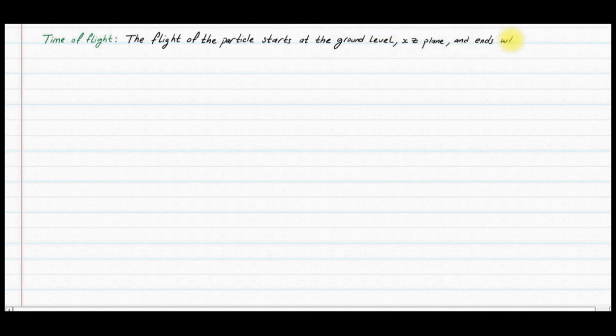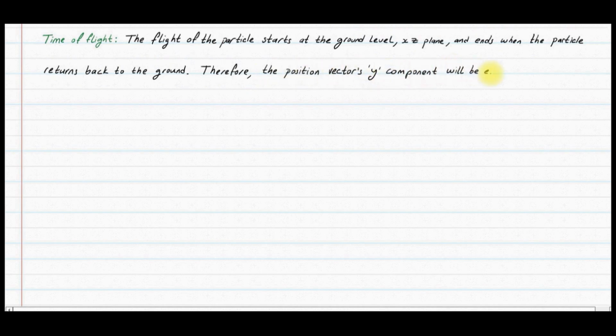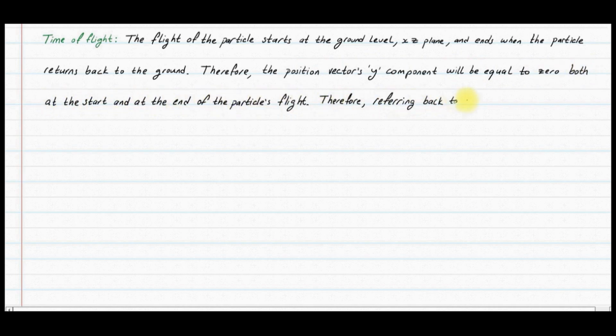Time of flight. The flight of the particle starts at the ground level, the xz plane, and ends when the particle returns back to the ground. Therefore, the position vector's y component will be equal to 0 both at the start and at the end of the particle's flight. Therefore, referring back to the position vector derived above, we can write y is equal to 30t minus 5t squared.